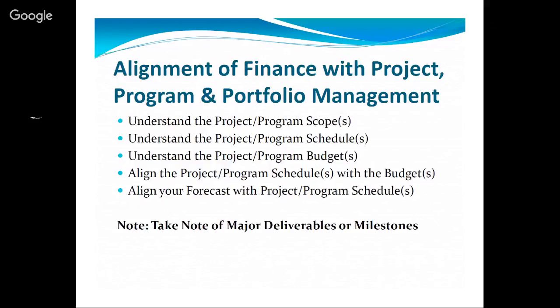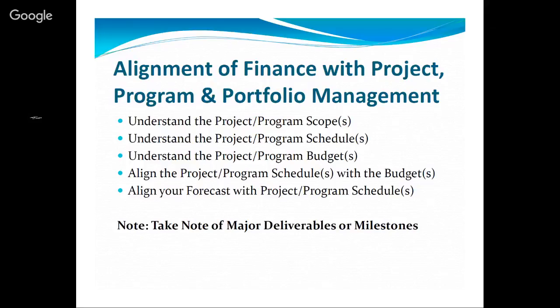Aligning the program schedule with the budget is very, very critical, and aligning your forecast in the execution phase with the program or project schedule is equally important. One note we need to be aware of is to take note of major deliverables or milestones in the program or project, because not aligning the finance with them will make us unable to report accurately, and that may trigger flags that are not necessary.